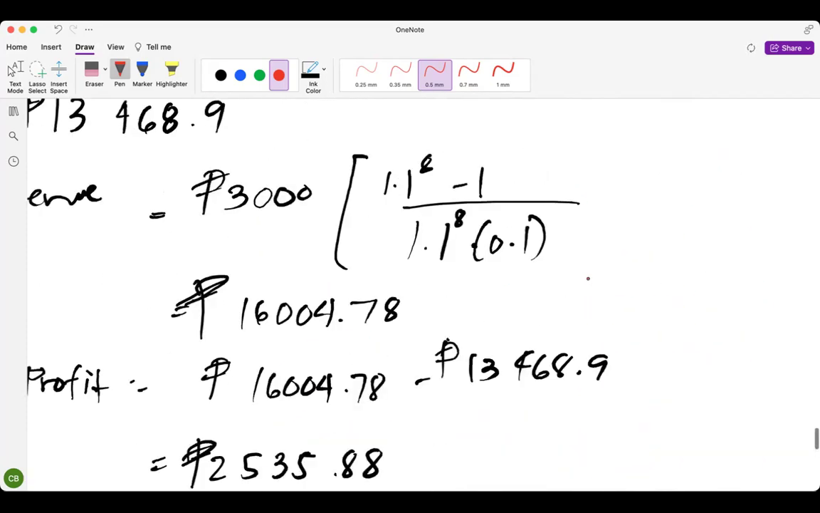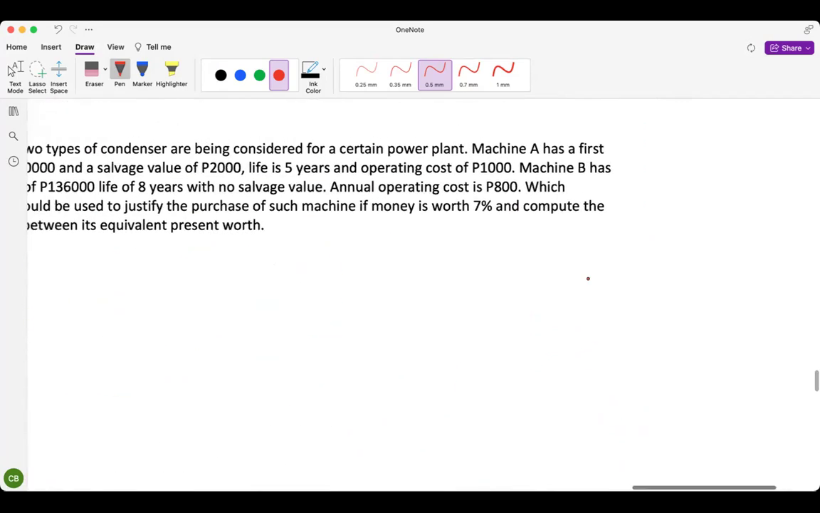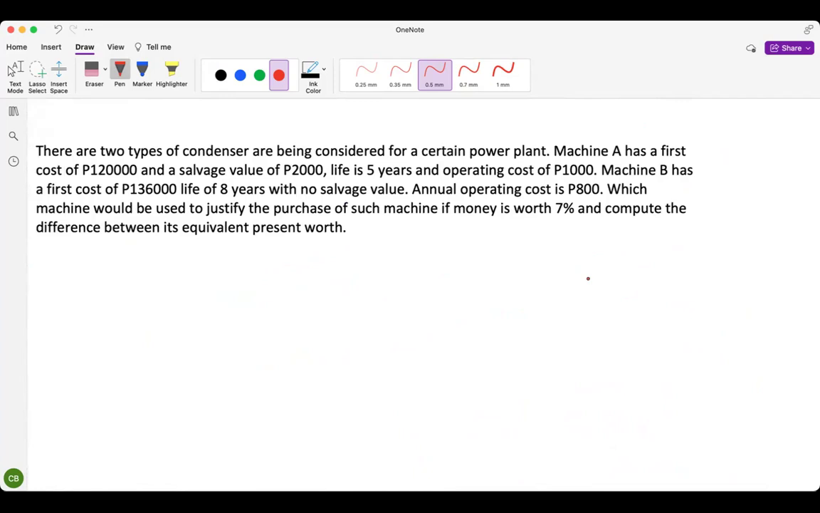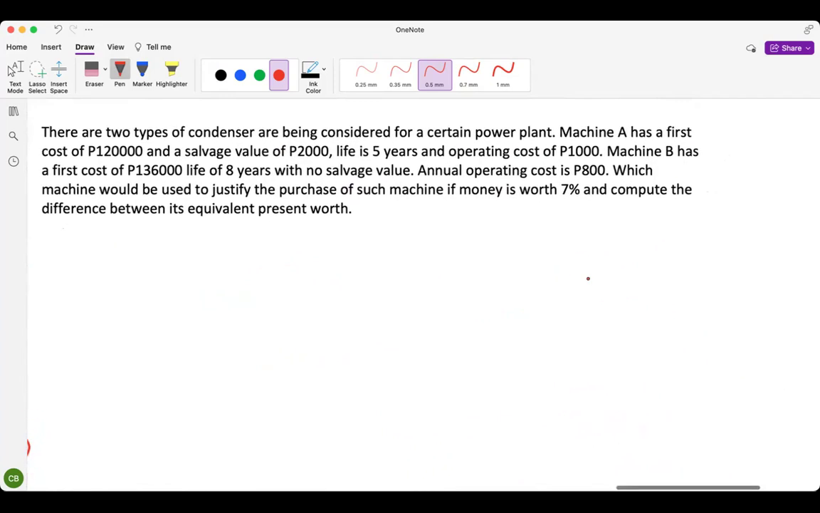Okay, so I'll give you a practice problem for you to do in your present worth method. There are two types of condenser being considered for a certain power plant. Machine A has a first cost of 120,000 pesos and a salvage value of 2,000 pesos. Life is 5 years and operating cost is 1,000 pesos. Machine B has a first cost of 136,000 pesos, life of 8 years with no salvage value, and an annual operating cost of 800 pesos. Which machine should be used to justify the purchase if money is worth 7%, and compute the difference between their equivalent present worth.